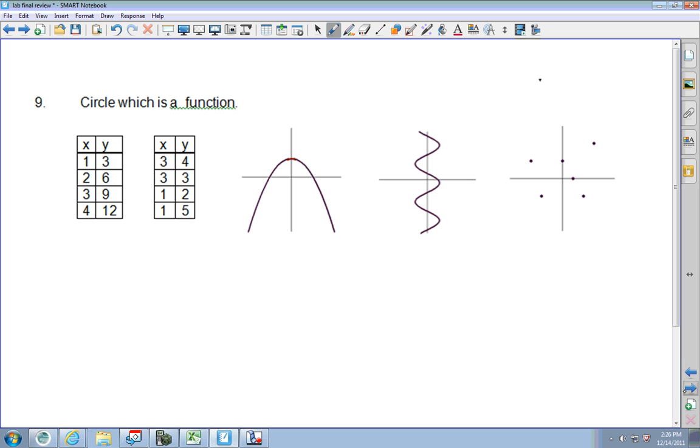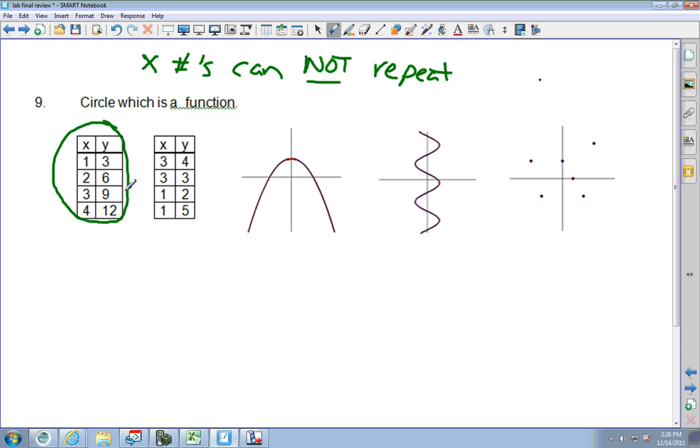Number 9. Circle which is a function. Well, first off, what does that mean, function? What it means is that the x numbers cannot repeat. So in a table, do any of these x numbers repeat? No. So this is a function. Look at this one. Do any of the x numbers repeat? Yes, they do. We have 3 and 3 and 1 and 1. This is not a function.